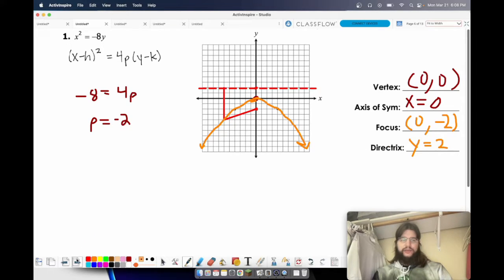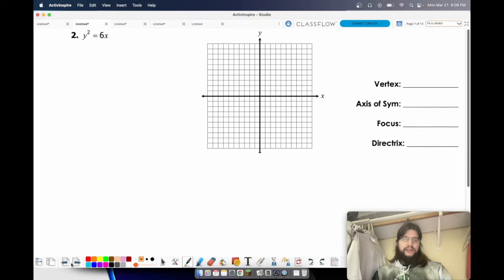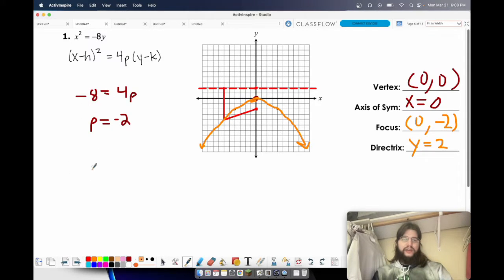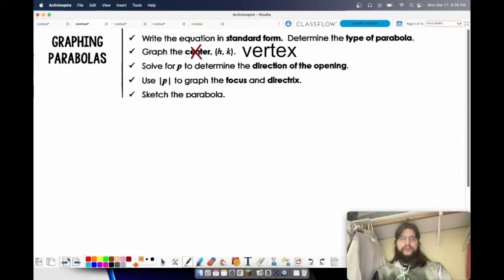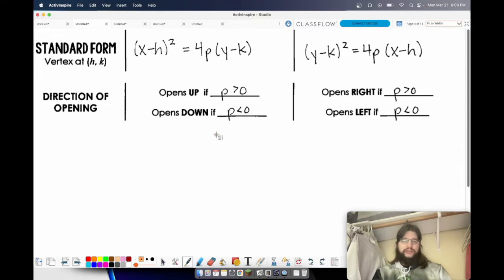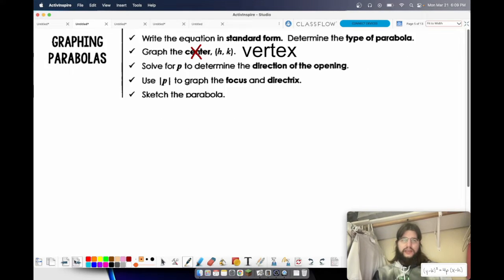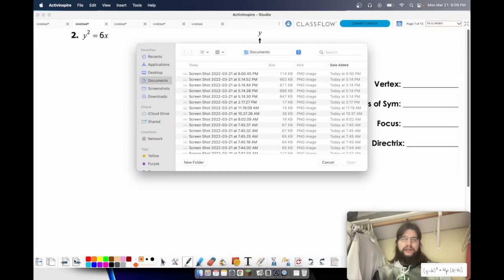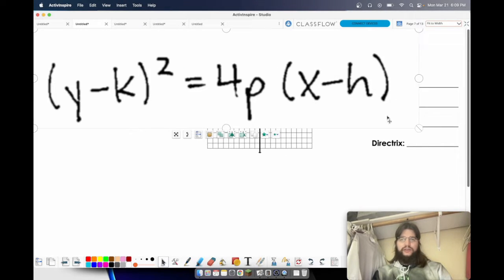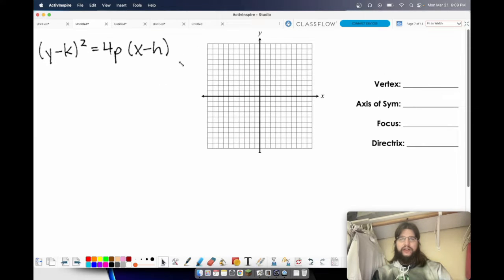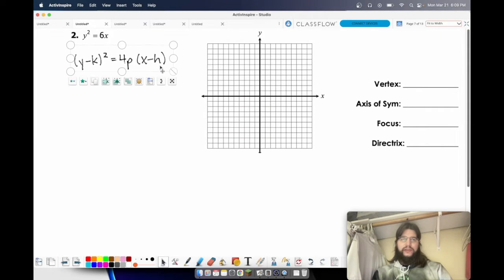Okay, let's keep going. Now this time, let's look. This had x squared. This one's y squared. So this one's going to be a horizontal parabola. So let's get this equation. Again, the process is going to be very much the same. Doesn't matter if you have horizontal or vertical, steps remain the same. Figure out h and k. So this time h is 0, k is 0.